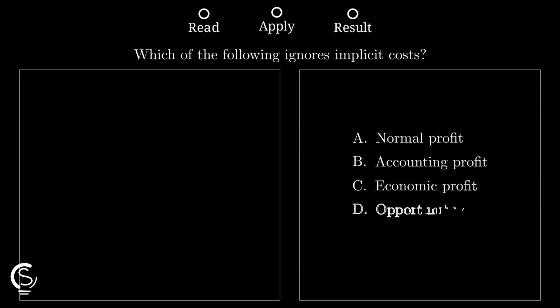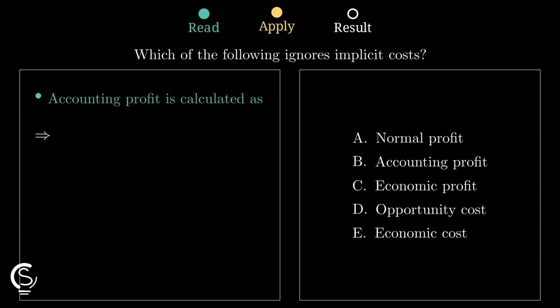Accounting profit is calculated by taking total revenue and subtracting only the explicit costs. These are the actual out-of-pocket expenses like wages and rent that a business pays to others. Because it only focuses on these direct payments, accounting profit completely ignores implicit costs. These are the opportunity costs of using resources that the firm already owns for its own production.